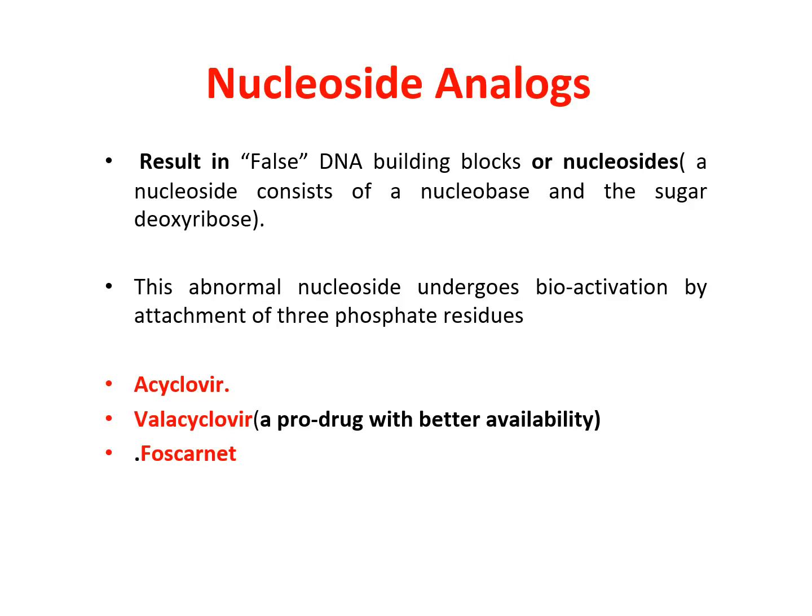To the mechanism of how these agents work. Again, we said these agents are nucleoside analogs, and this includes acyclovir, valacyclovir, including also another antiviral drug we're going to mention later called foscarnet. They can interfere with the viral replication by incorporating false DNA building blocks or nucleosides.